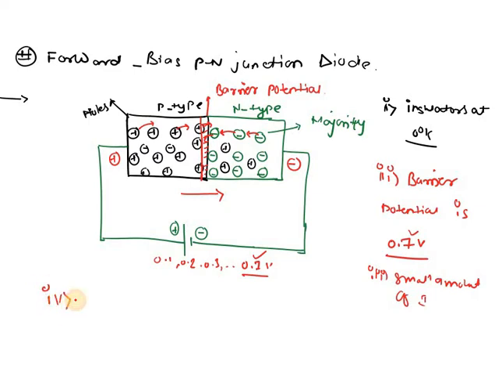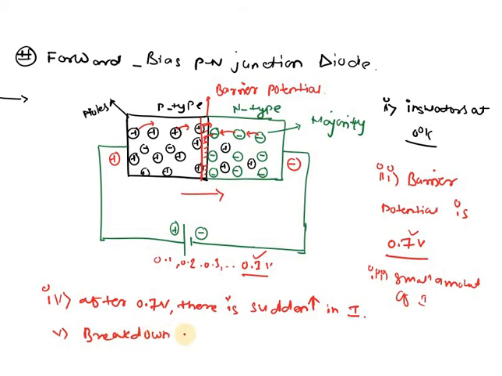So I am writing it here, the fourth point. After 0.7 volt, there is a sudden increase in current takes place. And that particular area we can call it as breakdown region. As far as a diode is considered, the breakdown region plays an important role.